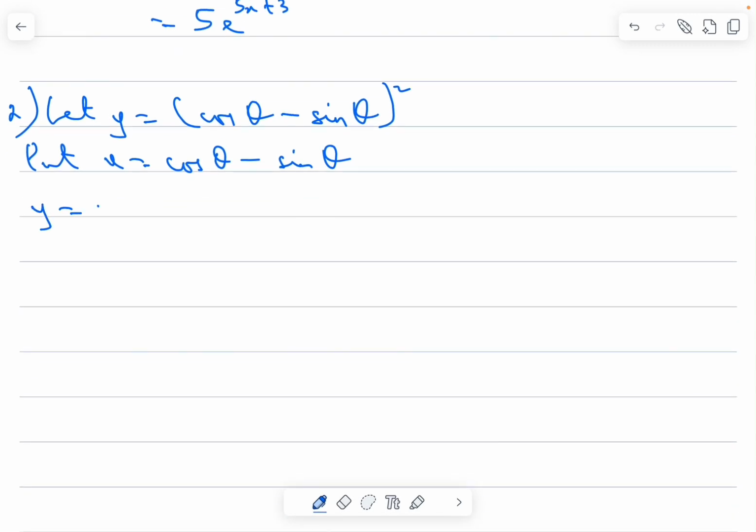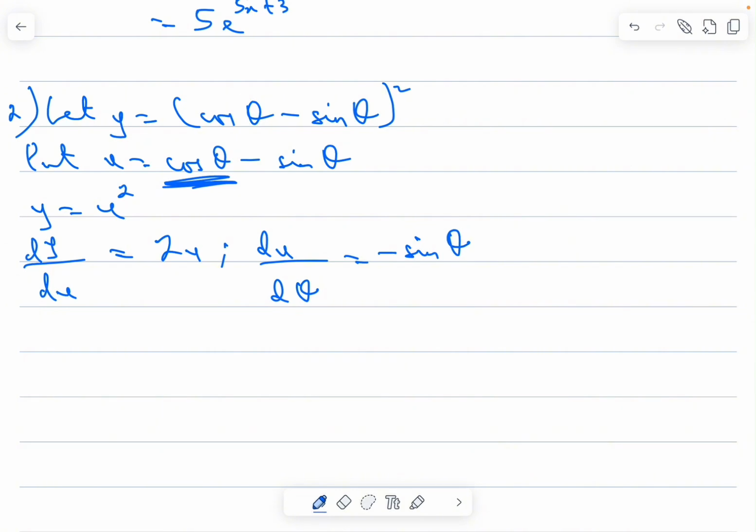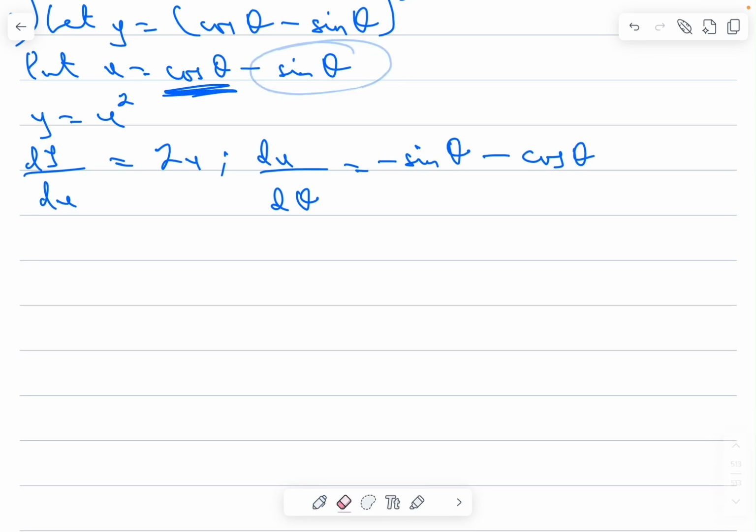That means y will become u squared, and dy/du will be equal to 2u, while du/d theta, because u is written in terms of theta, will be equal to, when we differentiate cos theta, we get minus sin theta, minus, when we differentiate sin theta, we get cos theta.